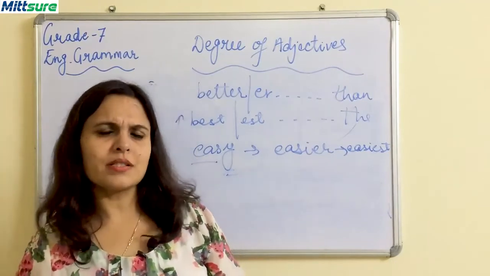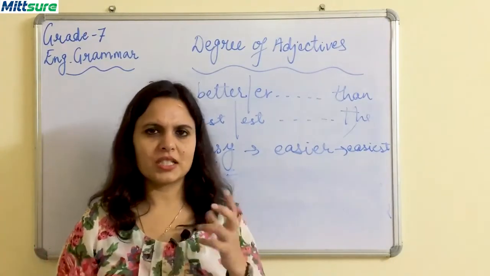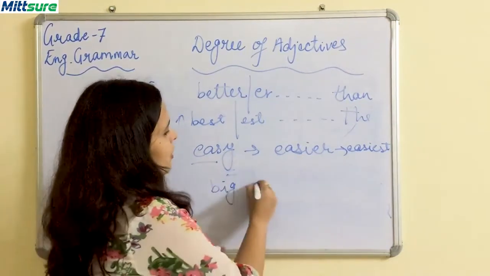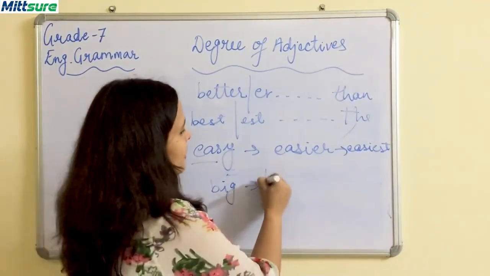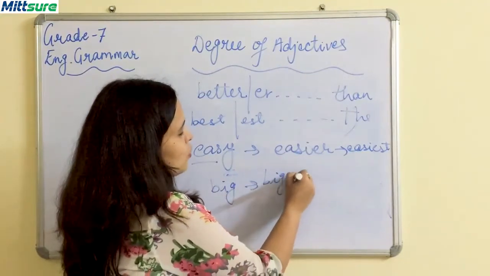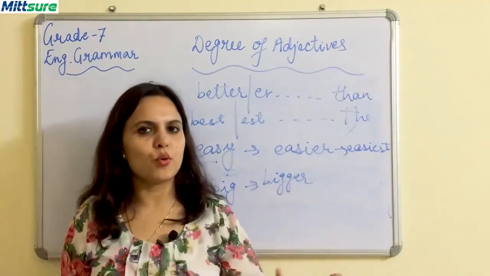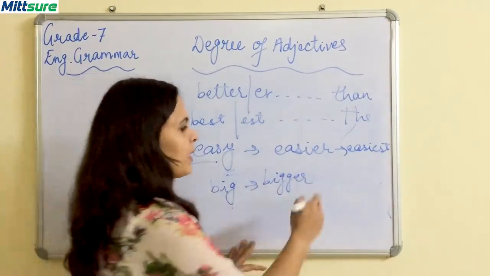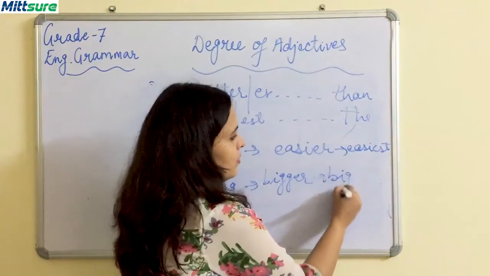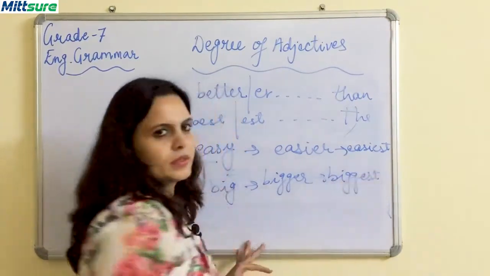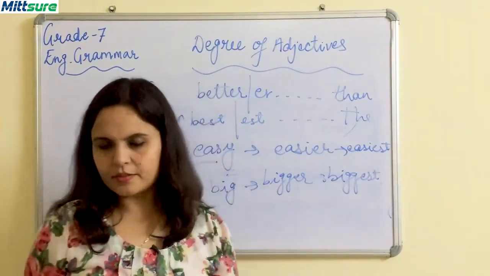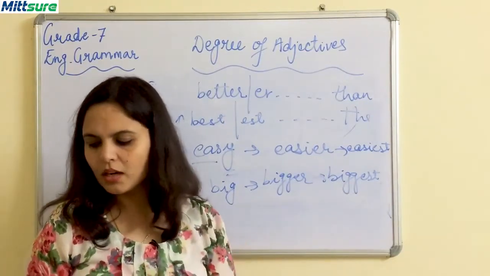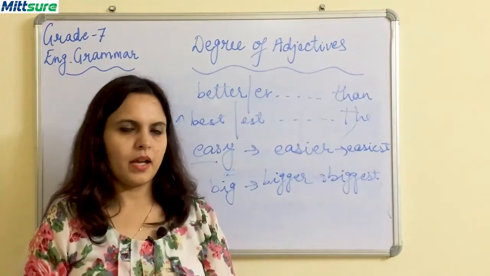Like the short syllables, like big. It's a very, very short syllable. So in our comparative degree, big will become bigger. What we do is, to stress more onto it, we add one more G. So it becomes bigger and biggest. Similarly, we have fit. Just short syllables, with single consonants.